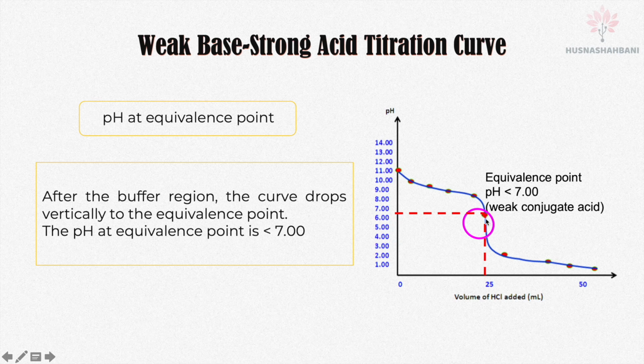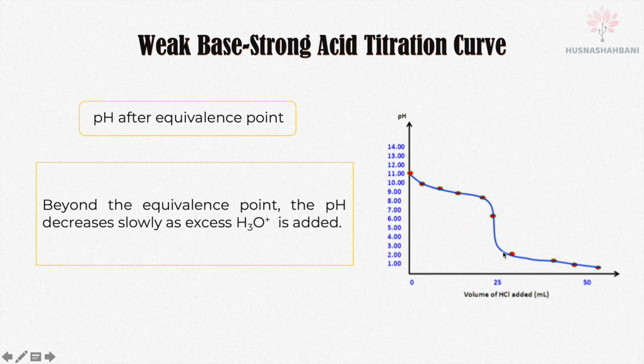That salt is an acidic salt. That's why the pH is less than 7. We call it an acidic salt or weak conjugate acid. And then after the equivalence point, all the HCl has reacted with the OH minus from the weak base, so no more weak base is left, only excess HCl, so that's why the pH decreases.